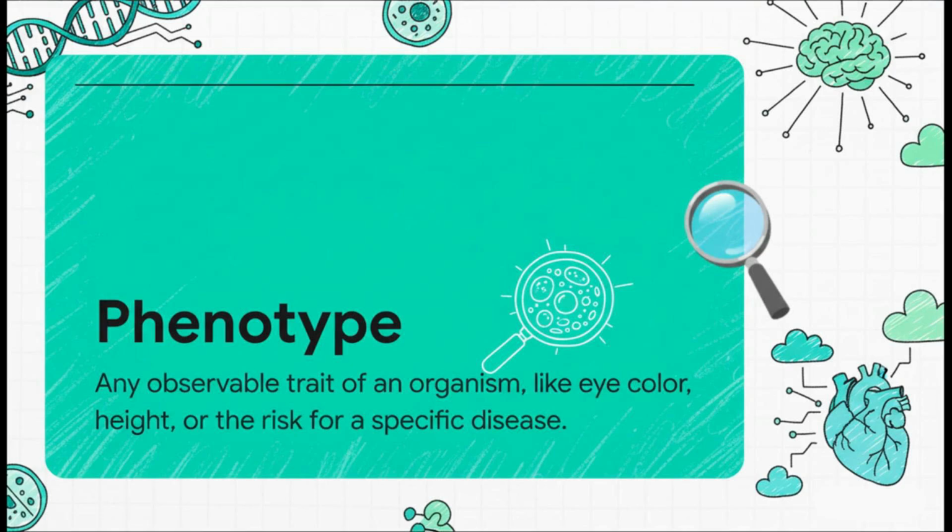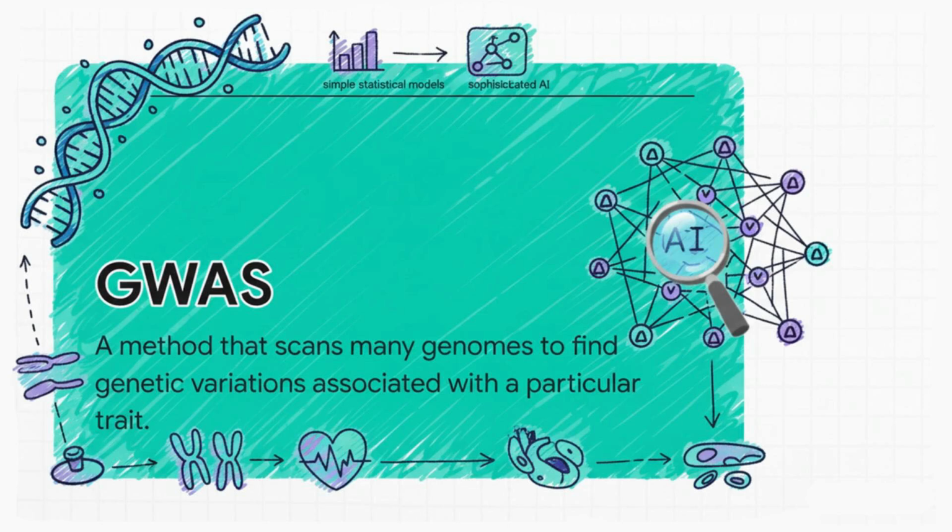That's our target. And for a long time, the go-to tool for this hunt has been something called a Genome-Wide Association Study, or GWAS for short. The best way to think about it is like a huge systematic search. You're scanning the DNA from thousands, sometimes millions of people, and you're checking all these genetic addresses one by one to see if any specific variations show up more often in people who have the disease you're interested in.